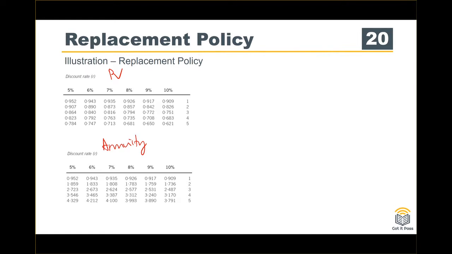So the policy year, we write it down here. The policy here, we have 1, 2, 3, 4. And for each policy year, you have a different cash outflow pattern.